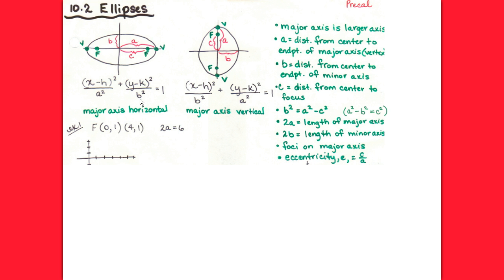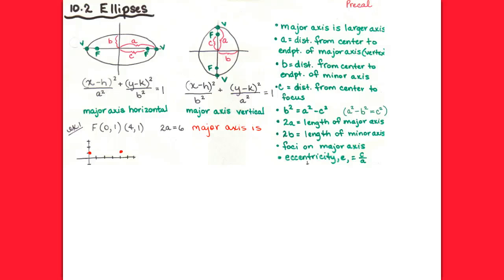They say find the standard form of the equation of the ellipse having foci at (0, 1) and (4, 1), and a major axis of length 6. Okay, now remember we said over here that the length of the major axis was going to be 2a. So when they tell me the length of the major axis is 6, then I know that 2a is equal to 6. So let's plot what we have. I've got the points (0, 1) and (4, 1). Lots of information that I can get from those foci.